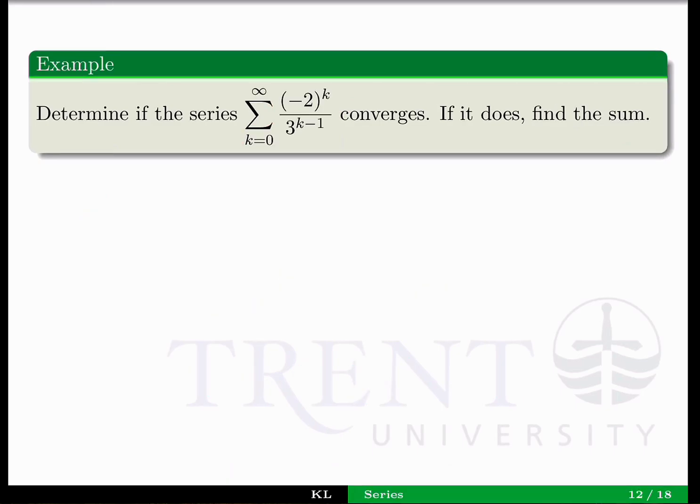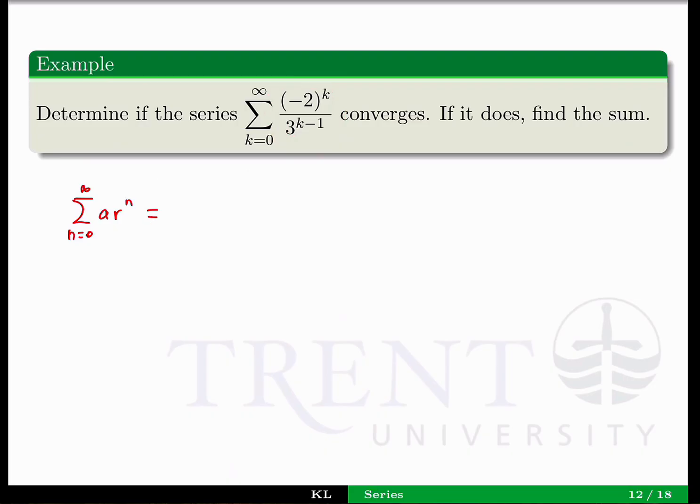Next, determine if this series is convergent. If it does, find the sum. If you look at this, your k starts from 0. So we must have the sum, say n equals 0 to plus infinity, of a r to the n, not n minus 1, because we are starting from n equals 0. So we have to write this expression here as something times r to the power k. This one is to the power k, but this one is to the power k minus 1.